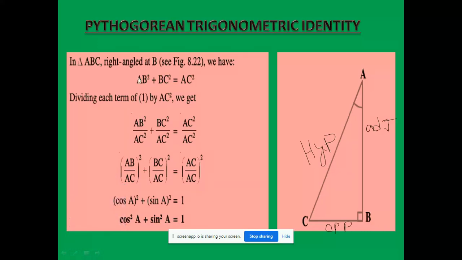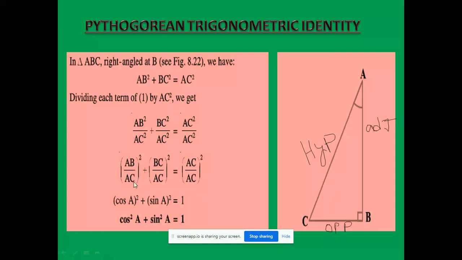If you take this one, dividing both sides by AC square, then what will happen? AB square by AC square plus BC square by AC square is equal to AC square by AC square. Now AB square by AC square can be written as AB by AC whole square, plus BC square by AC square can be written as BC by AC whole square. That is equal to AC square by AC square, which is AC by AC whole square.